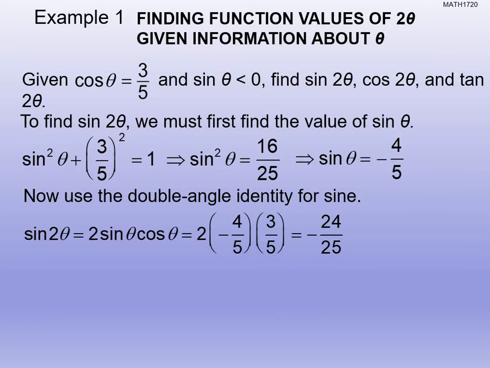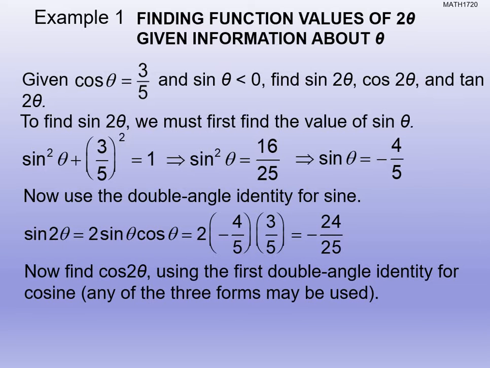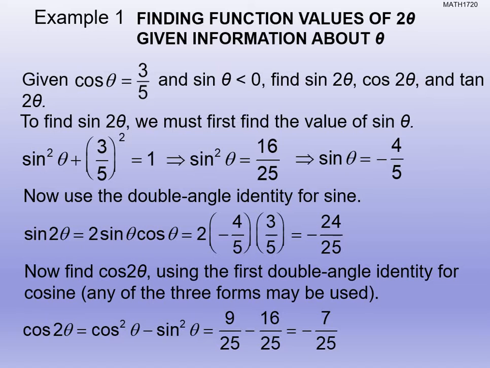We're going to use the double angle identity for sine. We know that sine of 2 theta is 2 sine theta cosine of theta. So that's going to be equal to 2 times, replacing sine of theta with negative 4/5 and cosine of theta with 3/5. So 2 times negative 4/5 times 3/5 ends up being negative 24/25. Now we're going to find cosine. We can use any one of the 3 forms for this one. It doesn't matter. We know the sine value and we know the cosine value, so this one's fairly easy. We're going to use cosine of 2 theta equals cosine squared theta minus sine squared theta.